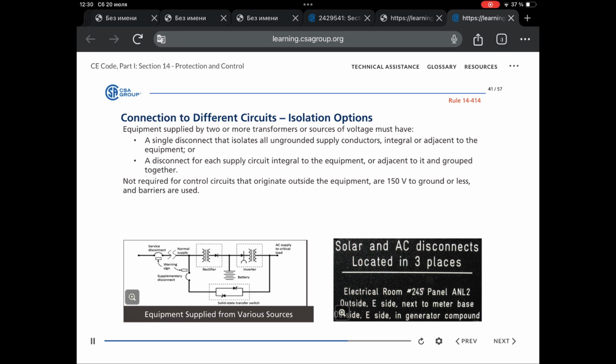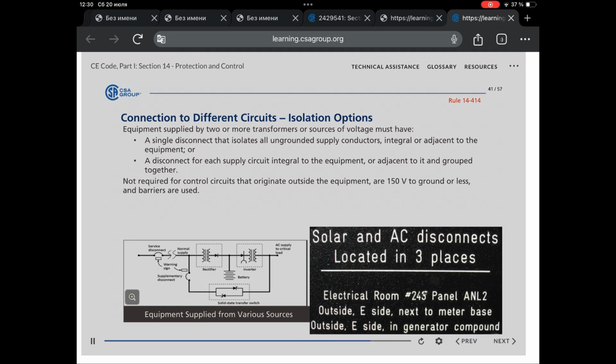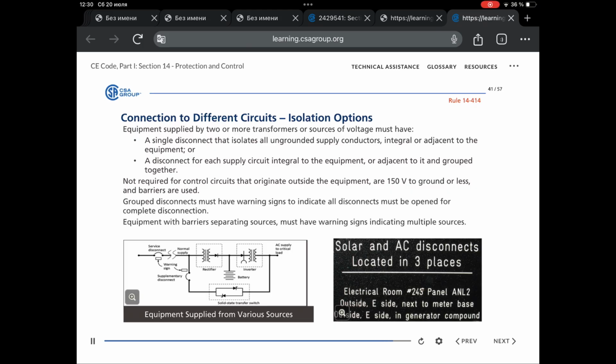For control circuits operating 150 volts to ground or less that originate beyond the equipment, a separate disconnect is not required if barriers are used. Warning signs must indicate that the barriers are separating multiple sources.